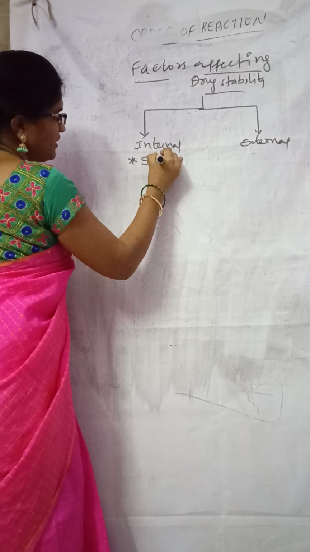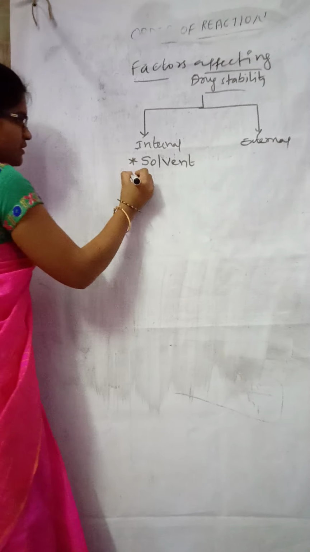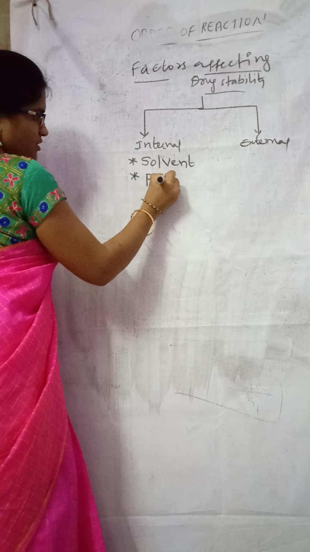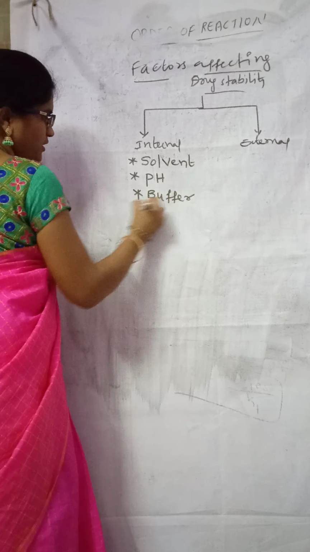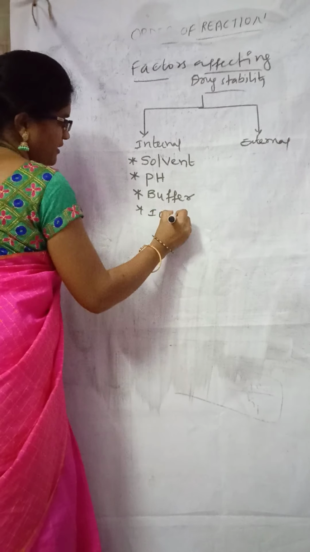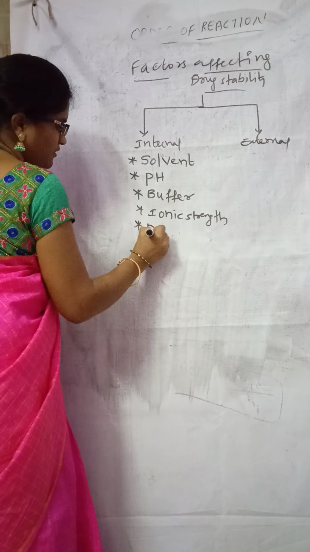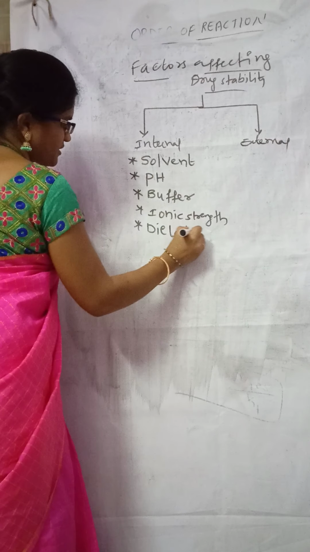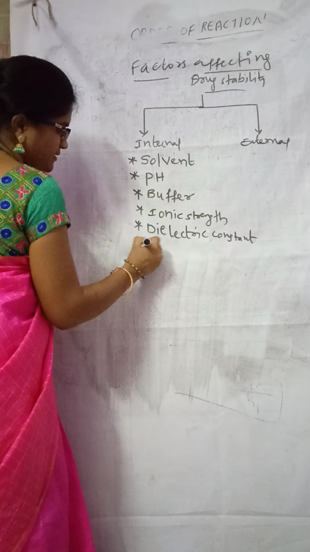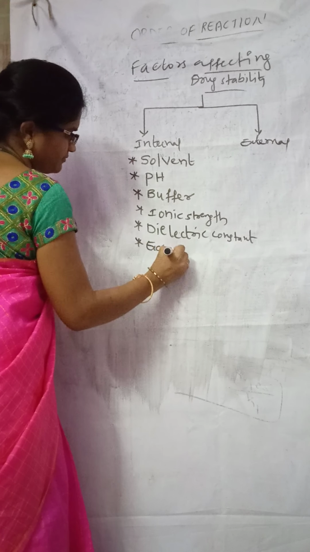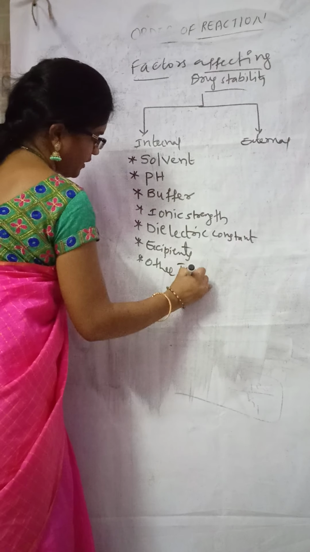The first internal factor is solvent. Second one is pH. Next is buffer. Next is ionic strength. Next is dielectric constant. Next is excipients, and lastly other ingredients.